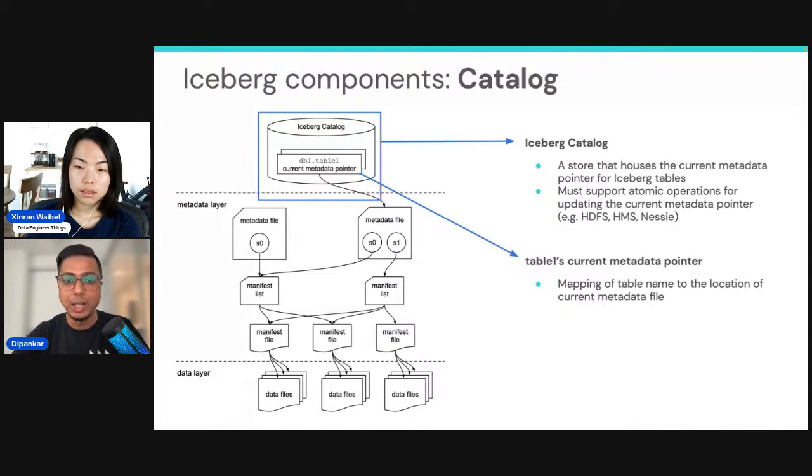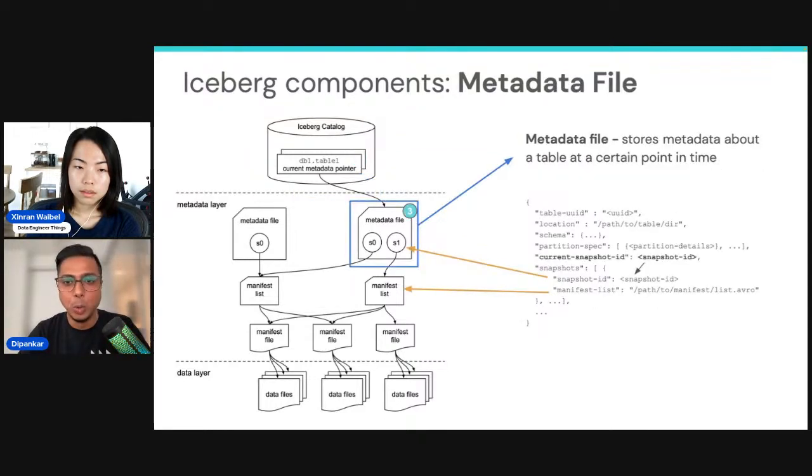In terms of what it contains, let's go straight ahead. Like I mentioned, it holds the name of the location of the current metadata file. What happens is, let's say you are doing a select star, trying to read from a table, say db.table1. You go to the catalog and basically ask, hey, can you give me the location of the current metadata file?